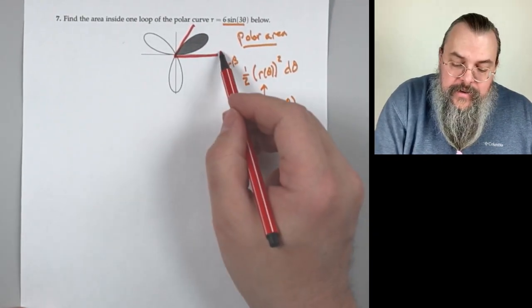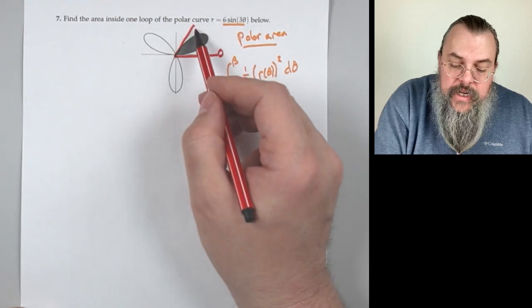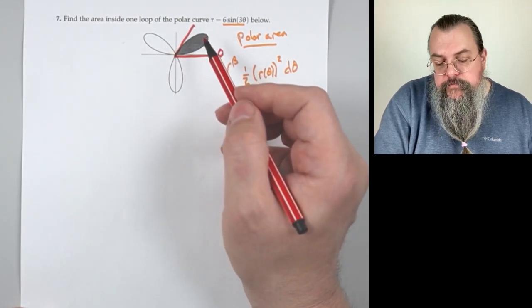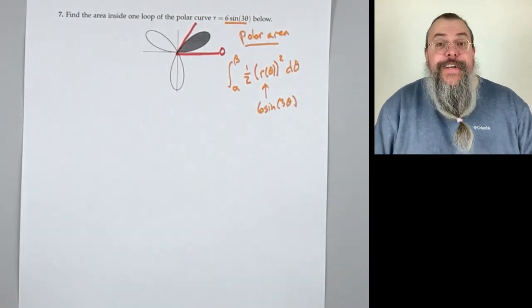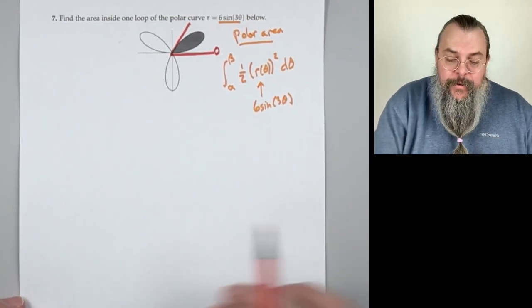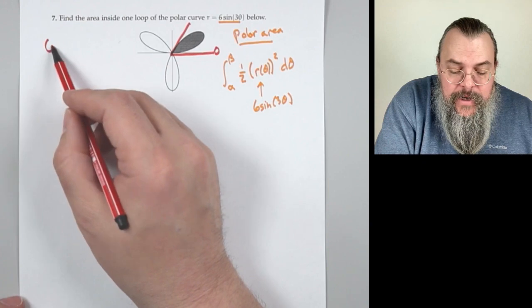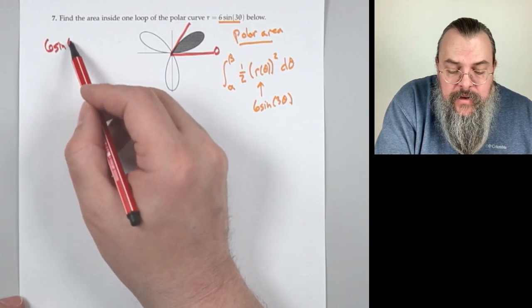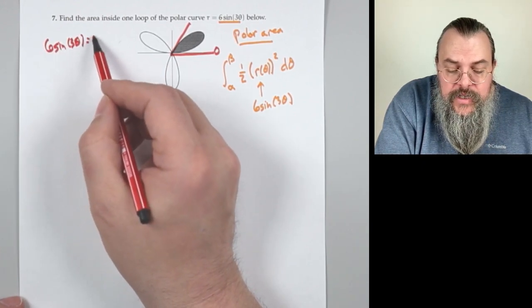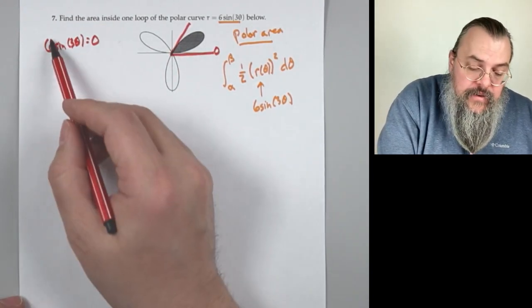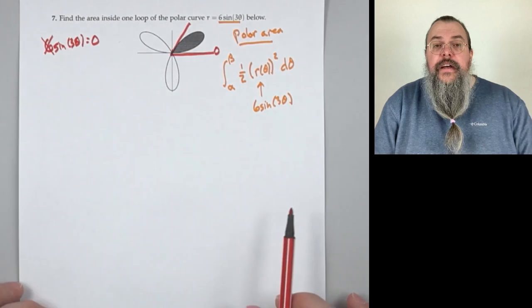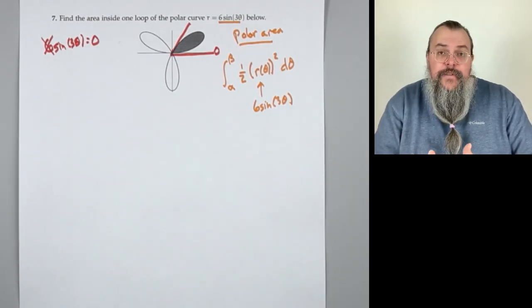Like, it looks like an angle of 0. Eyeballing it, pi thirds maybe? I don't know. Let's not eyeball it. Let's get it right. So we say, okay, if I want to know when does it hit the origin? In other words, when does r equal 0? Well, the 6 doesn't matter, so just get rid of it. And now we say, well, when does sine equal 0?